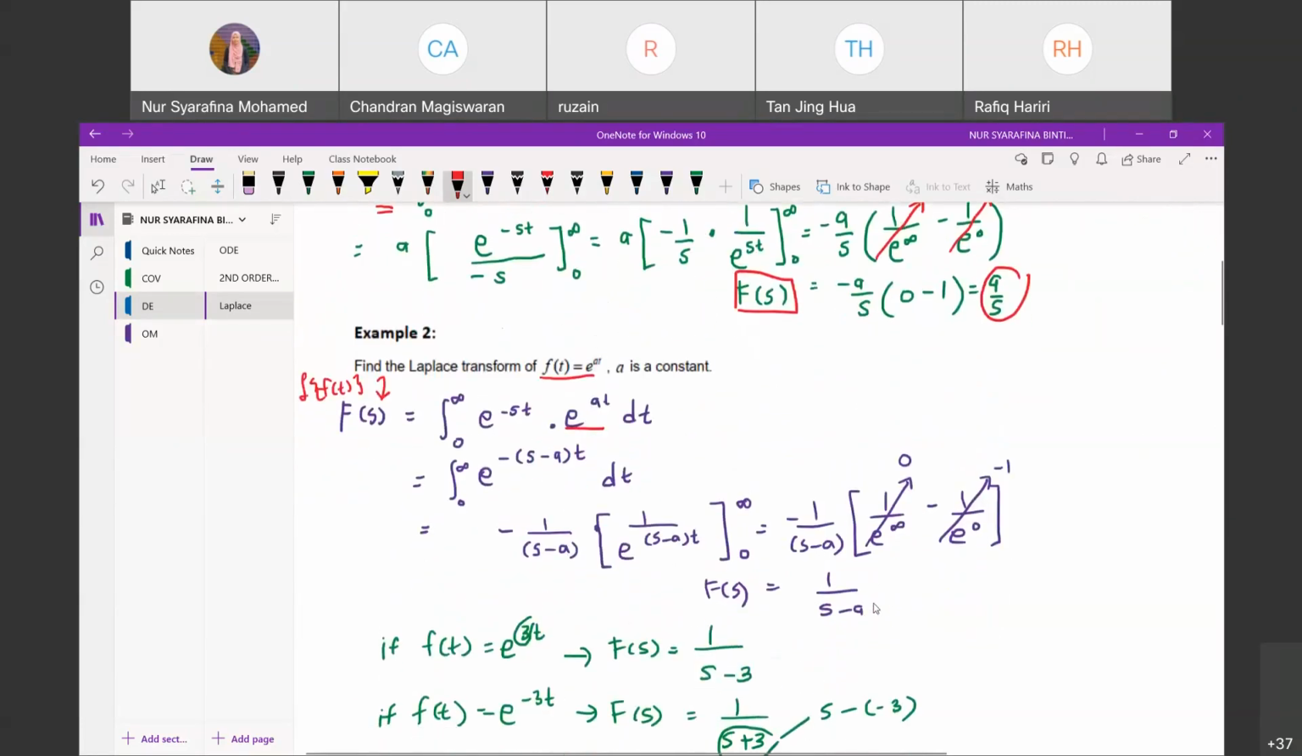If you have e^(3t), then you will have 1 over s minus 3. e^(-3t), 1 over s plus 3.